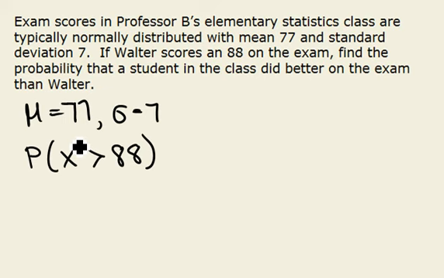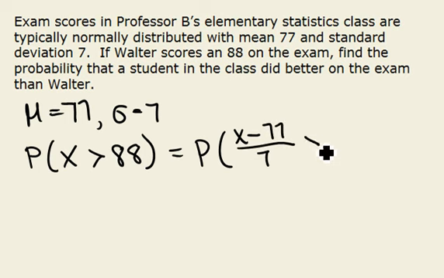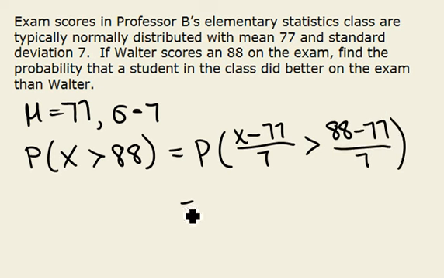So we want the probability that x is greater than 88. We want to make this now into a z so we can look it up in our table. We do that by subtracting our mean and dividing by our standard deviation. So if we take x minus the mean of 77 divided by our standard deviation of 7, and we do the same thing to the 88, 88 minus 77 over 7, what we're going to have now is a z, because our first expression there is x minus mu over sigma, which is equal to z, and we get z greater than 1.57.